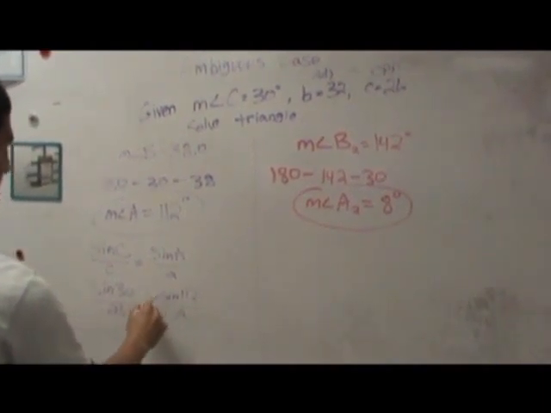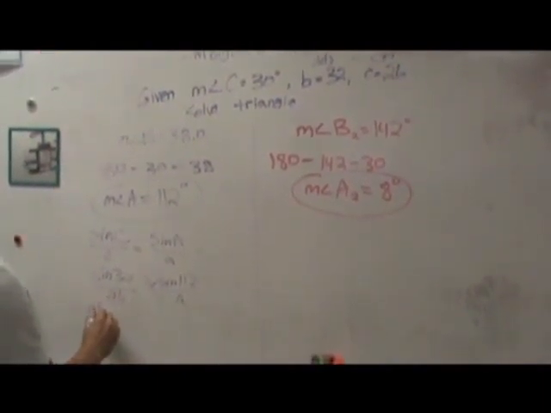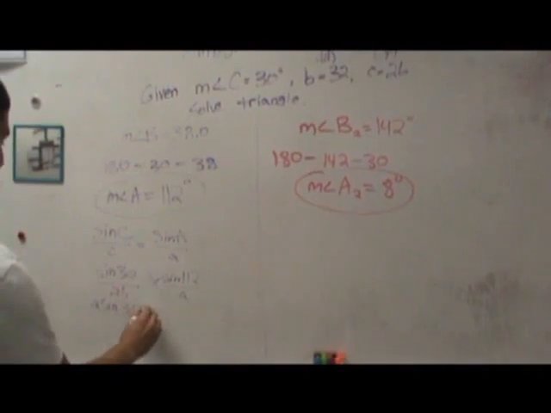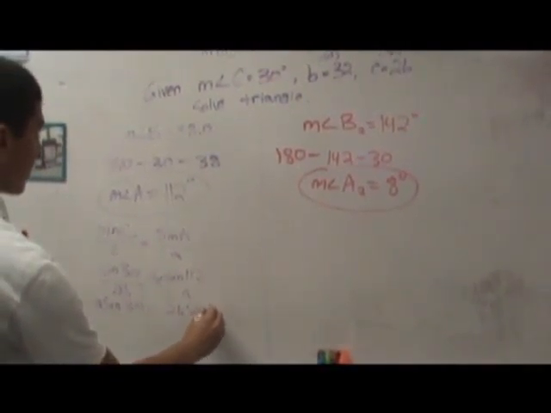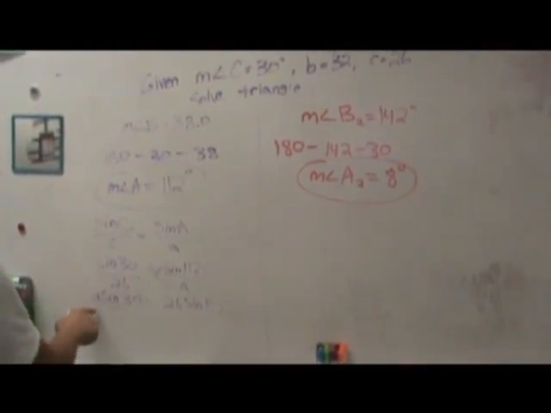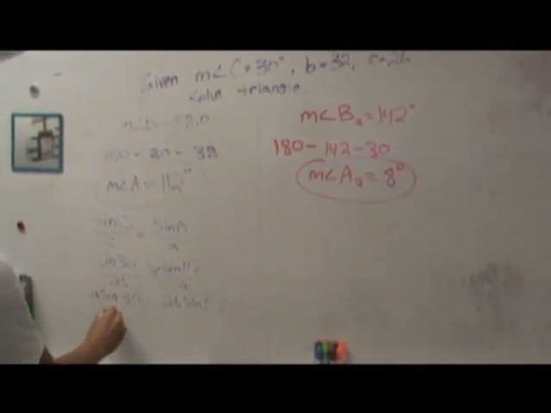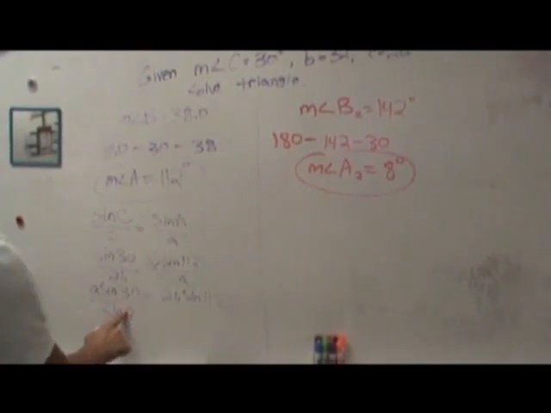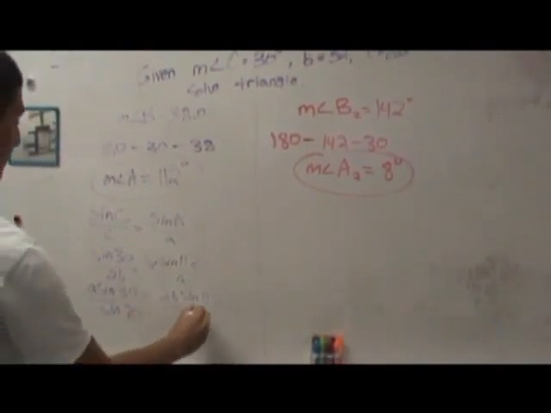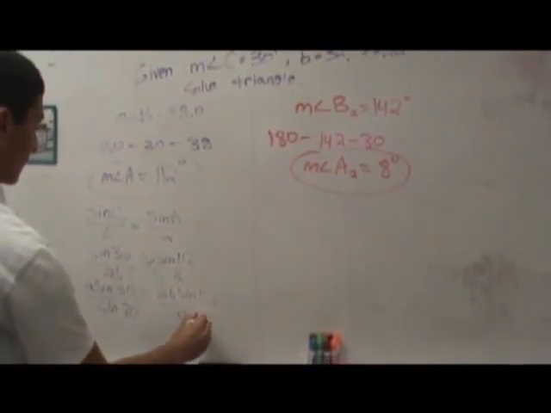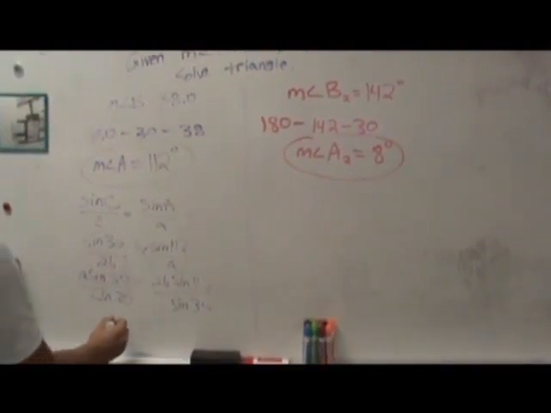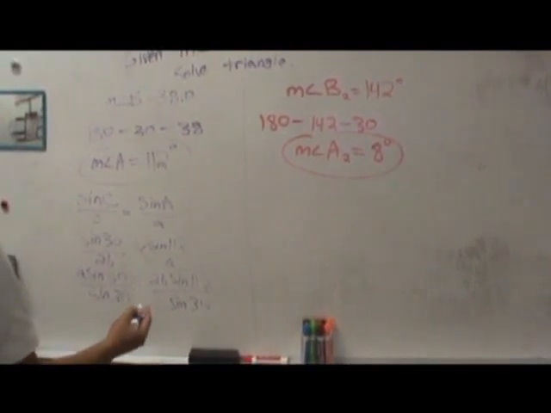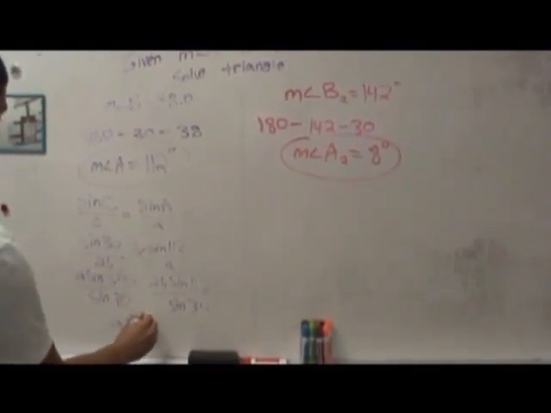We do the same thing, we cross multiply, we get A sine 30 equals 26 times sine 112. Then we have to get A by itself, so we just divide by sine of 30. These cancel out. And we would plug this into the calculator, and A would equal 48.2.